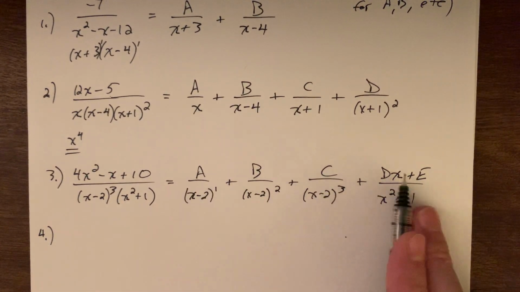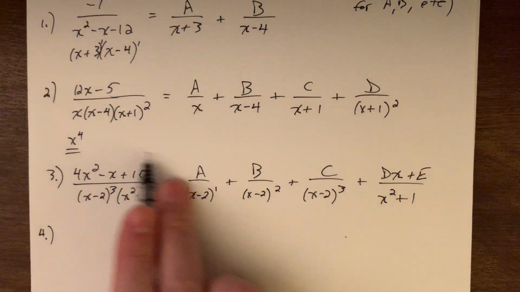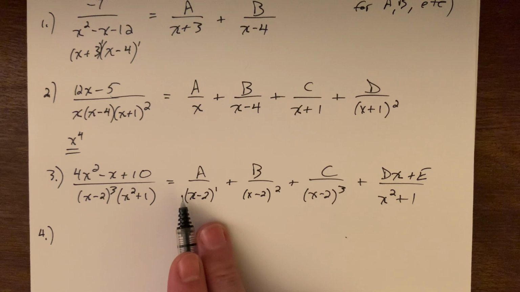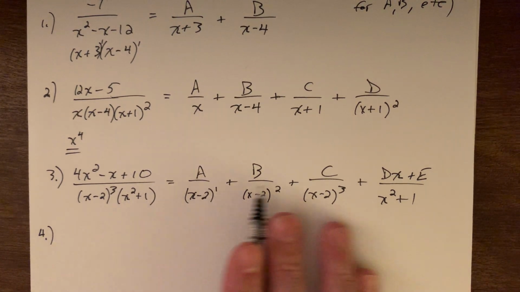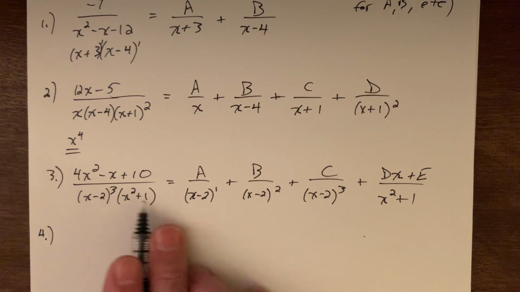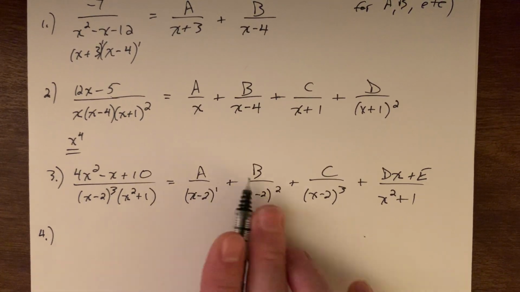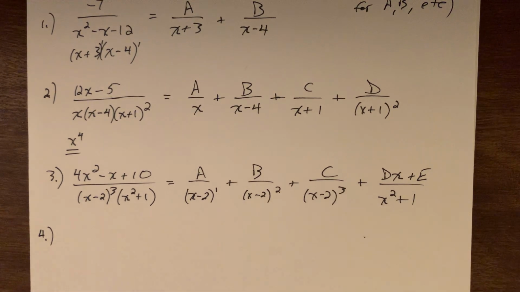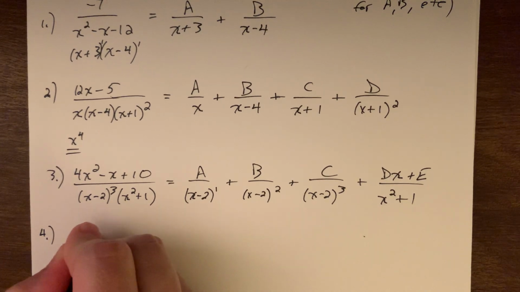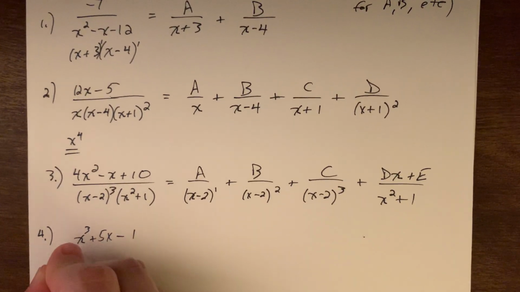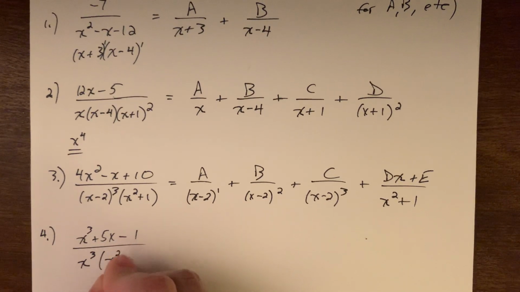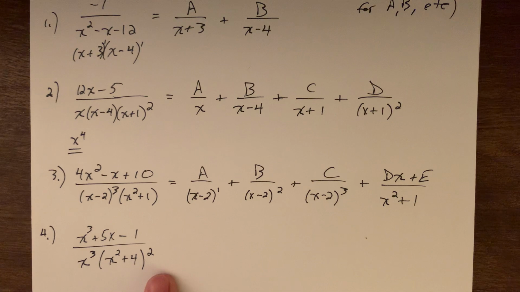When we solve for A, B, C, D, etc., that's where the numerator is going to become more important and is going to become very necessary again. But just for this breakdown, just this part of the setup, it's just about the denominator. Just having it fully factored and getting to this part. So number 4, let's look at x cubed plus 5x minus 1 over x cubed times x squared plus 4 to the second power.